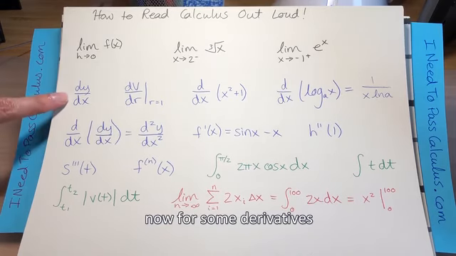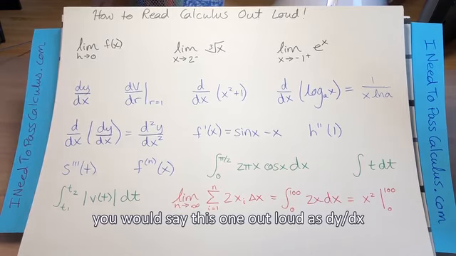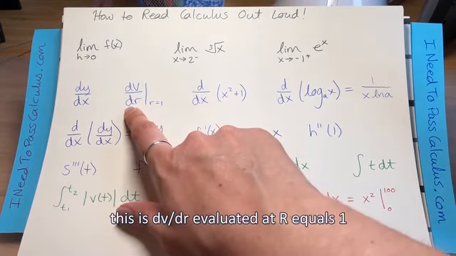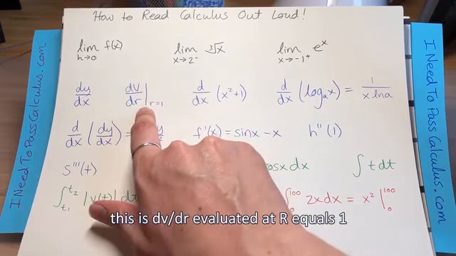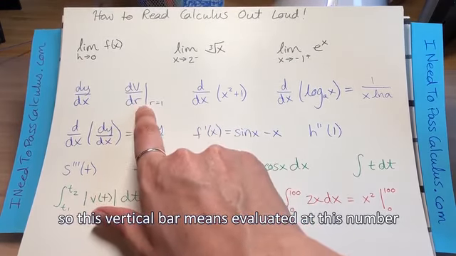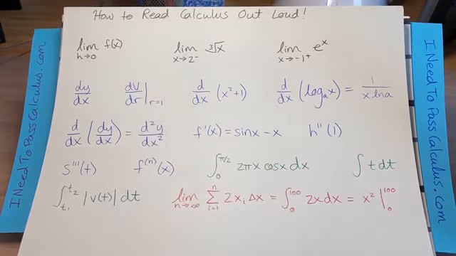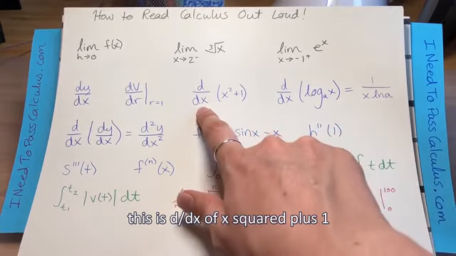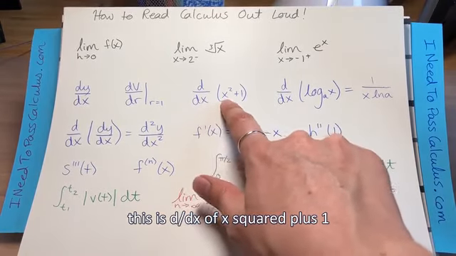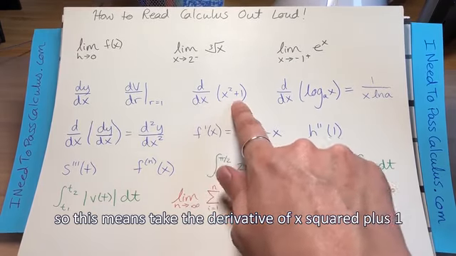Now for some derivatives, you would say this one out loud as dy dx. This is dv dr, evaluated at r equals 1. So this vertical bar means evaluated at this number. This is d dx of x squared plus 1. So this means take the derivative of x squared plus 1.